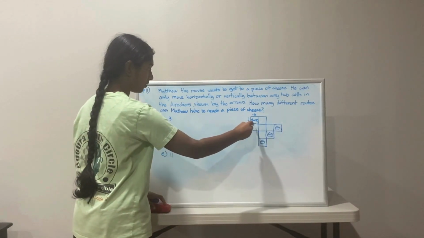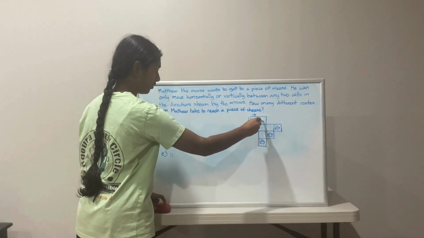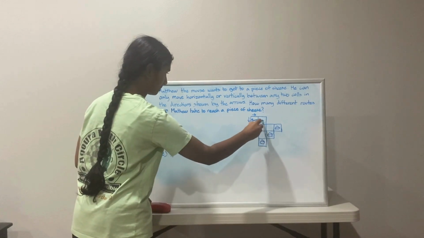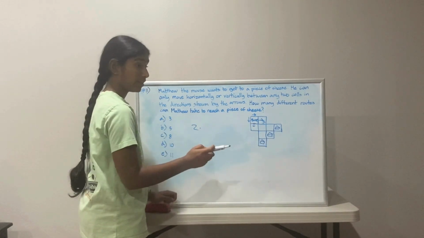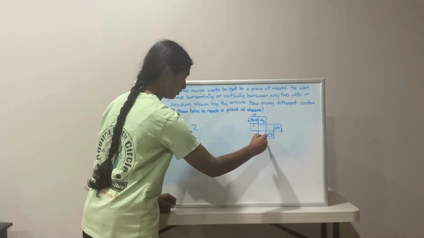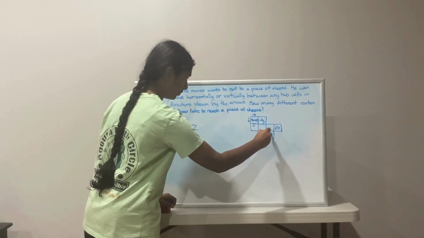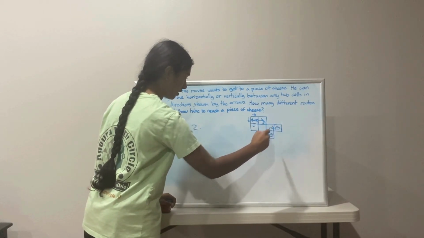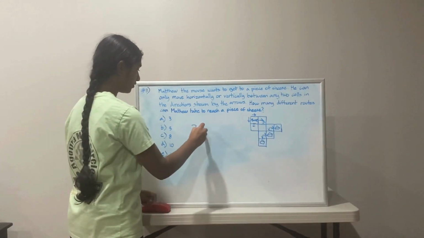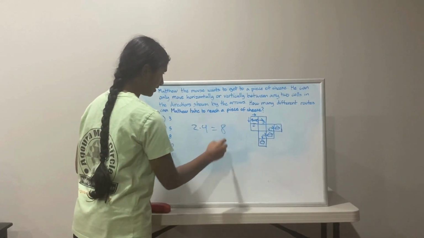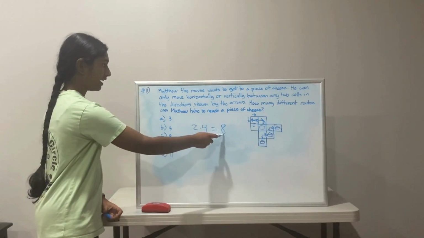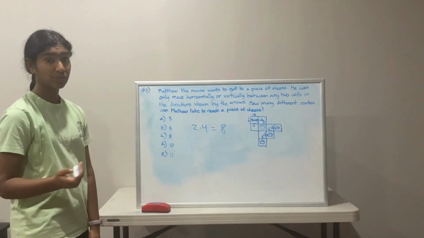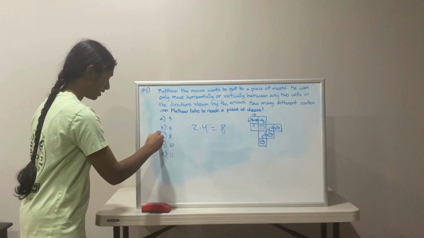So Matthew can start by either going this way or this way. So that is 2 ways. Then Matthew can end by entering this way, or that way, or this way, or that way. So 4 ways. So 2 times 4 is 8. Matthew, either way, has to go through this block. So 8 different routes that Matthew can take to reach his piece of cheese, which is C.